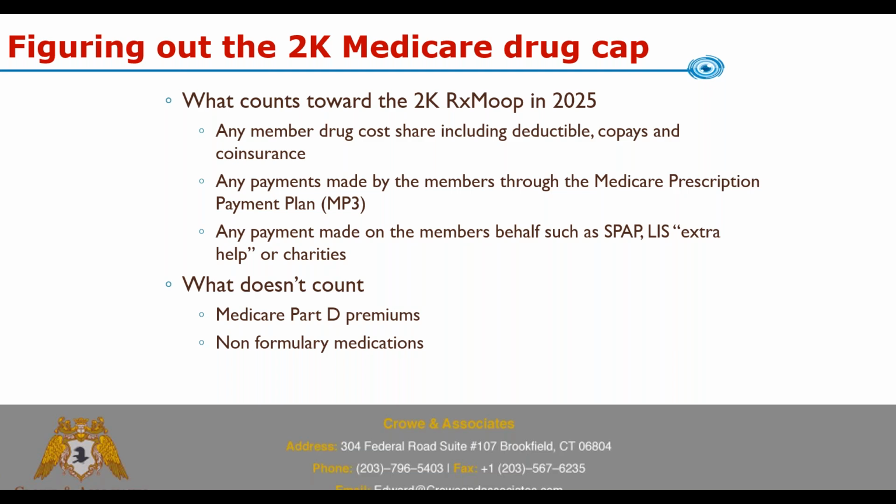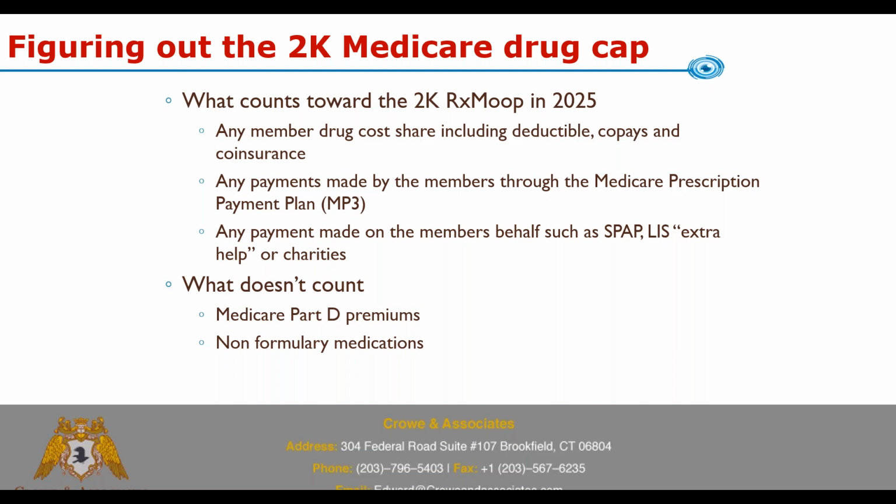Also, any payments that they make through the new MP3, the Medicare Prescription Payment Plan, would count. For those not familiar, the MP3 is if a member has substantial costs for drugs, they can go to the pharmacy and get those costs spread out over 12 months. I've done webinars on that in the past. I'm not going to dwell on that topic, but any payments made through that program would count towards the $2,000 as well.